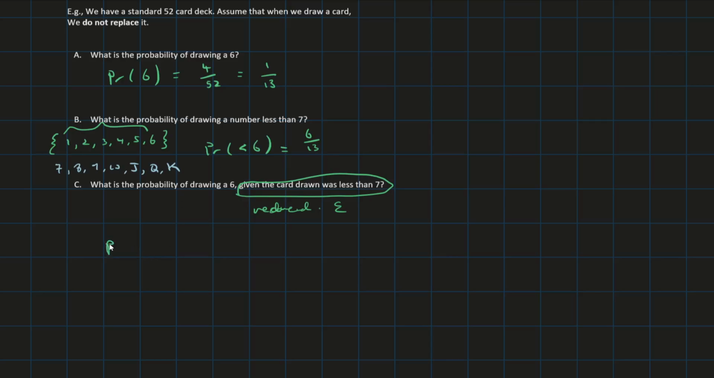So if I wanted to calculate this, the probability of drawing a 6, given that the number was less than 7. So I can apply the formula, probability of 6 intersection less than 7 divided by the probability of rolling a number or drawing a number less than 7. And I've just realized I wrote this one wrong before. It should be less than 7.